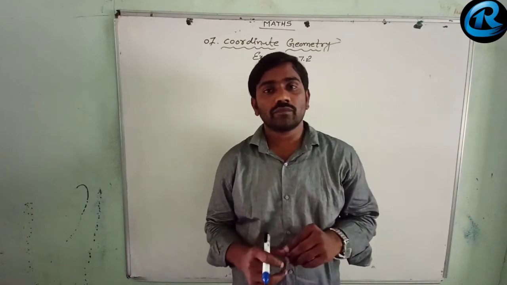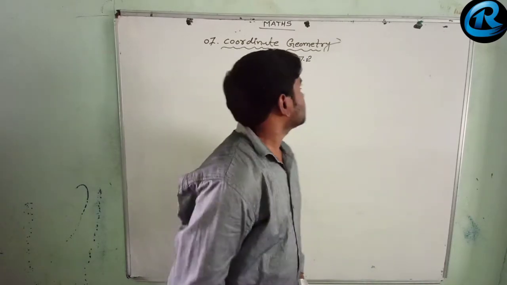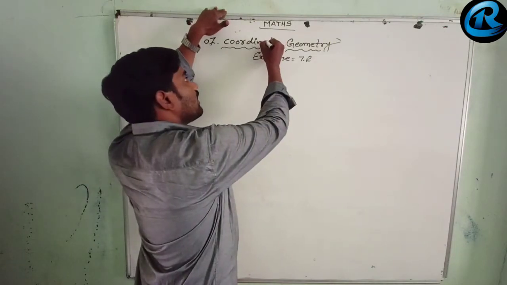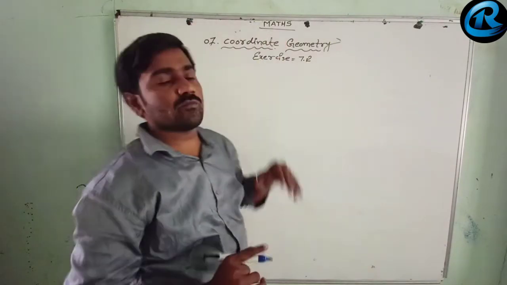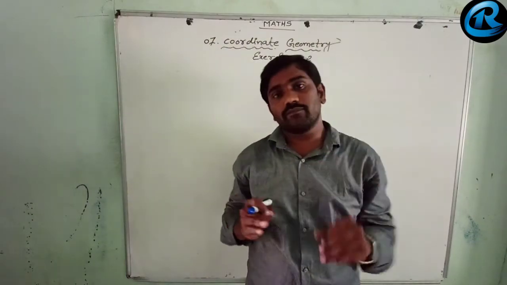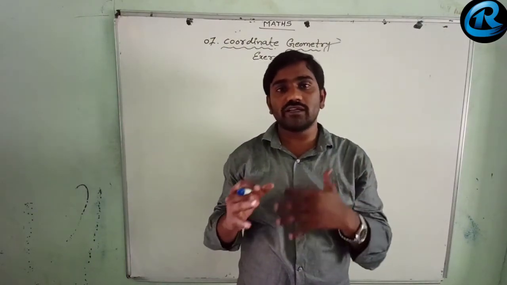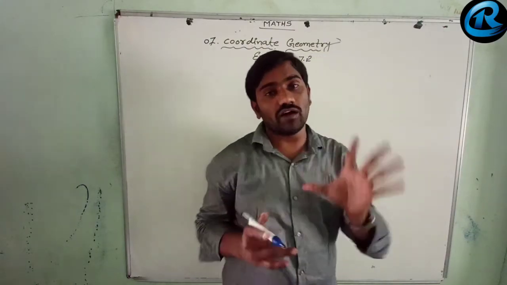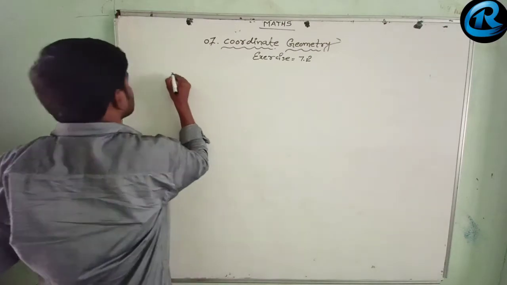Hi everyone. Today you are going to learn 10th class 7th chapter, that is coordinate geometry, and that exercise number 7.2. In this 7.2 mainly we are discussing about one formula. Based on that formula we will be deriving the other formulas also. The main one formula is section formula. It's called a section formula.